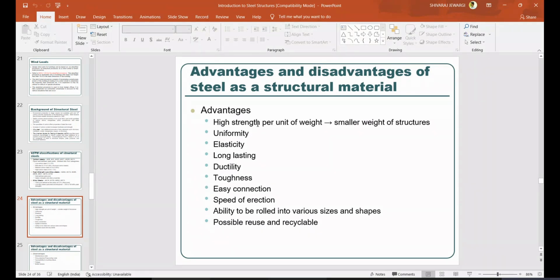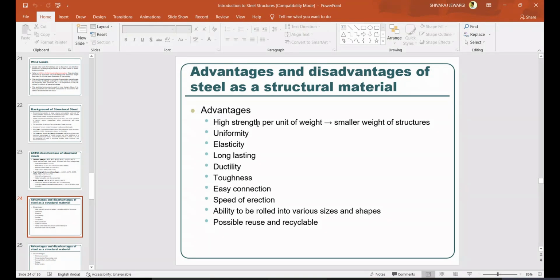Next, coming to the uniformity. As we know, in RC constructions we are using concrete and steel, right? Concrete and reinforcement bar. Even though it is a combination of two materials, we assume it as homogeneous. But when you take a steel structure, it is made up of steel only. It is a uniformity. We have very good uniformity so that proper load transfer takes place, and simultaneously elasticity. As you all know, steel is very ductile in nature, right?